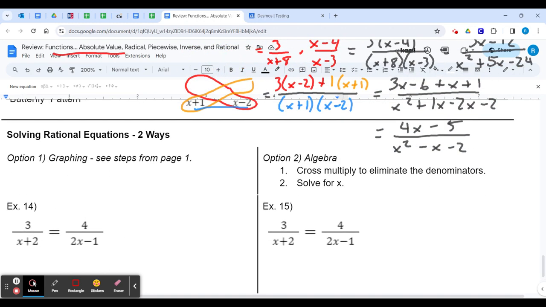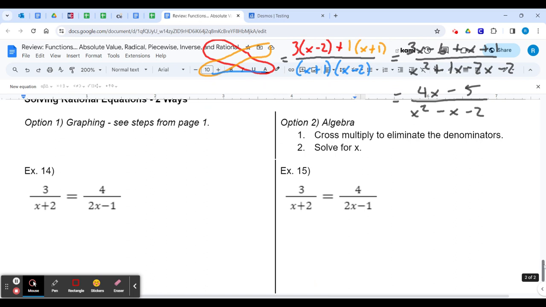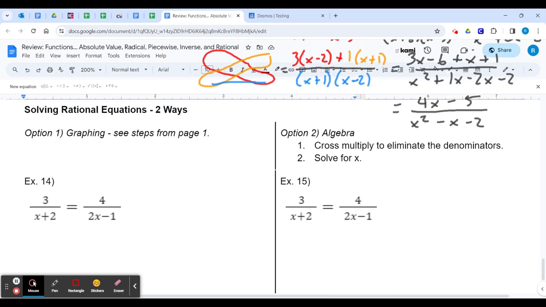All right, very last thing we're going to do today is solving rational equations. It's kind of starting or ending the way that we started. We are going to start, though, with graphing, okay? I always recommend graphing, and then we'll kind of figure out the manual process, the algebra process for this. If we're given this equation, 3 over x plus 2 equals 4 over 2x minus 1, we can solve that by graphing the same way we did on page 1.